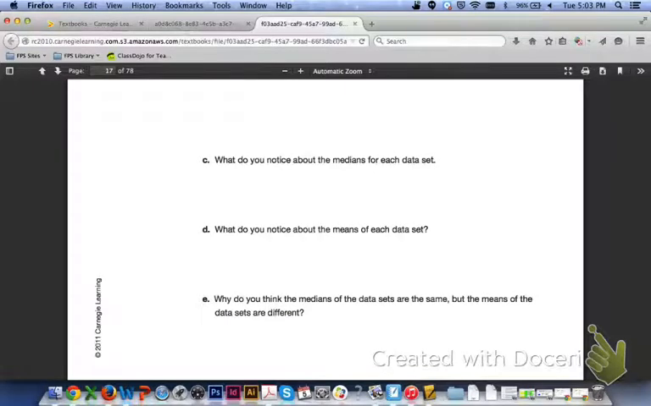What do you notice about the means of each data set for letter D? And then letter E, why do you think the medians of the data sets are the same, but the means of the data sets are different? So go ahead and answer those questions now. When you're done, unpause the video.